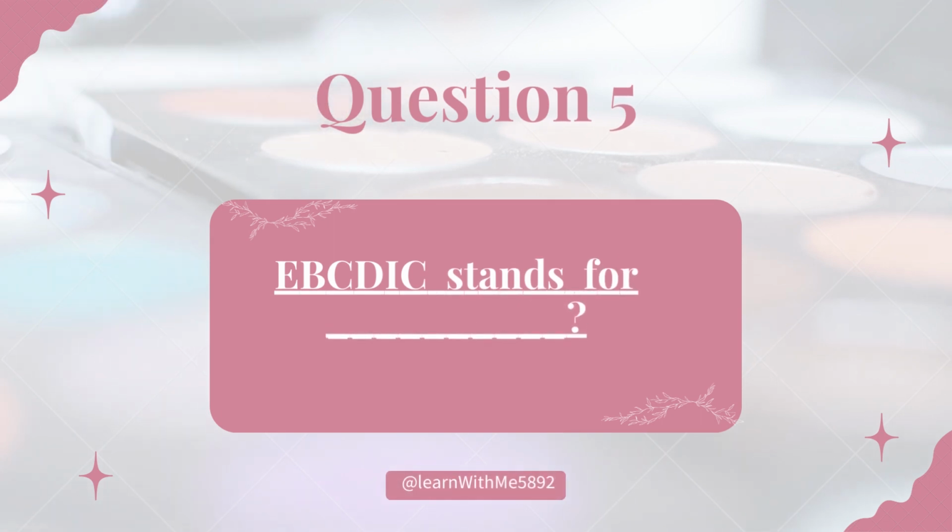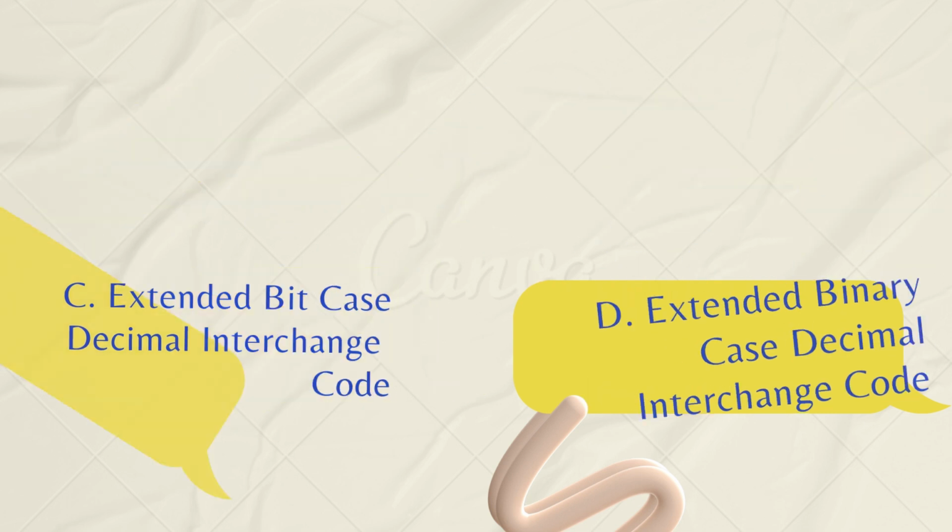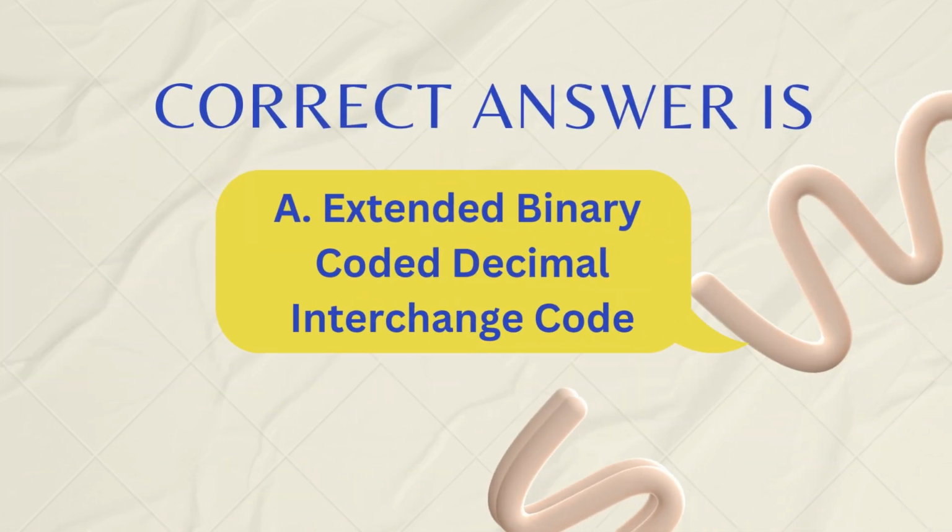Question number 5. EBCDIC stands for dash. Option A, extended binary coded decimal interchange code. B, extended bit code decimal interchange code. C, extended bit case decimal interchange code. D, extended binary case decimal interchange code. The correct answer is A, extended binary coded decimal interchange code.